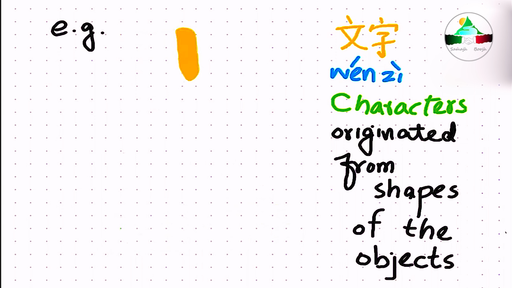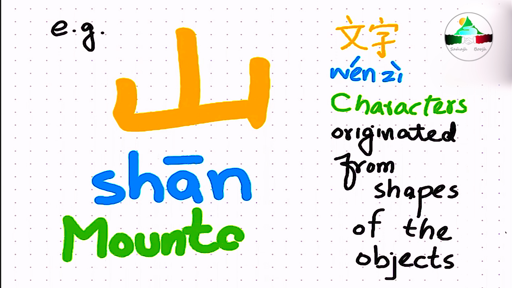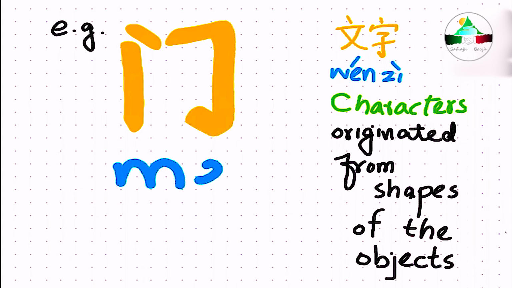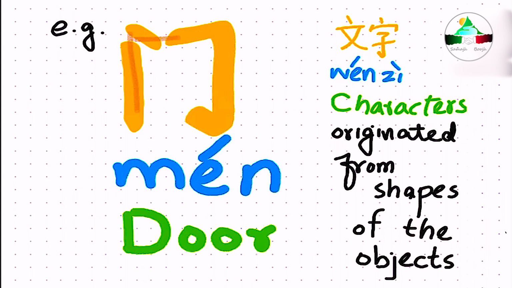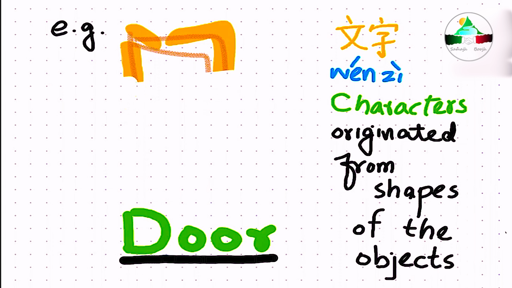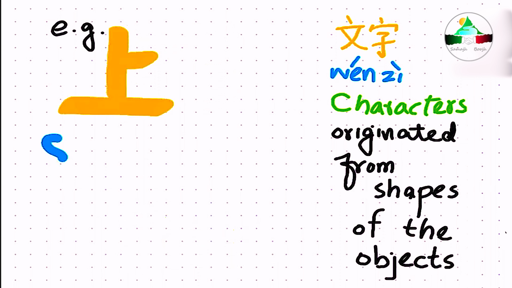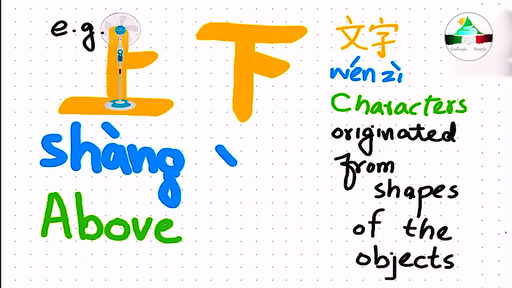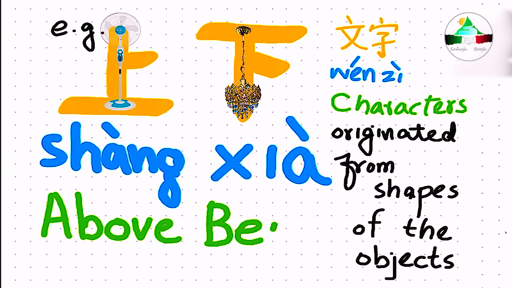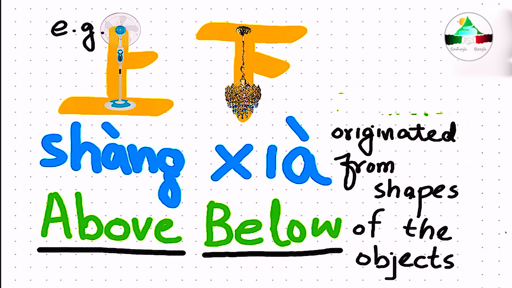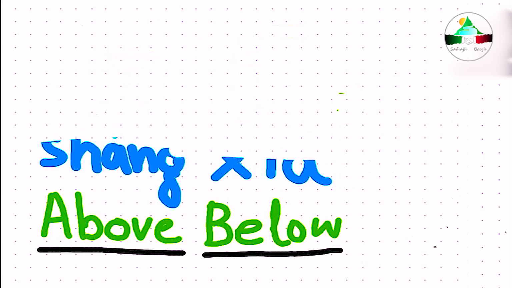Similarly, shan is used for mountain in Chinese and three big and small separate hilltops are drawn to write its character. And men is used for door in Chinese language and its character is drawn as if it were a half open door. Let us discuss one more example. Shang and xia are the two words used for up or above and down or below respectively. Shang character seems like something is placed upon the floor and xia character is drawn such as something is hanging from the ceiling.